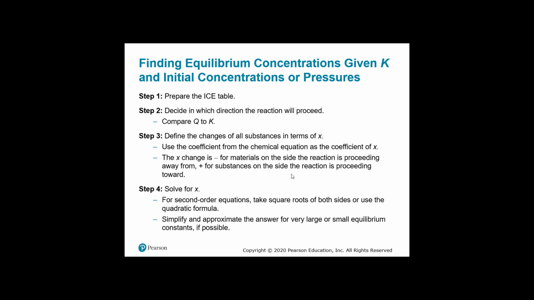Prepare the ICE table. Decide in which direction the reaction will proceed. Compare Q to K. Define the changes of all the substances in terms of X. Use the coefficient from the chemical equation as the coefficient of X. The X change is negative for substances on the side where the reaction is proceeding away, and plus for substances on the side where the reaction is proceeding forward. So basically, if the reactants are being used up, that's a negative, and if products are being formed, that's a positive. More simple than what that sentence says.